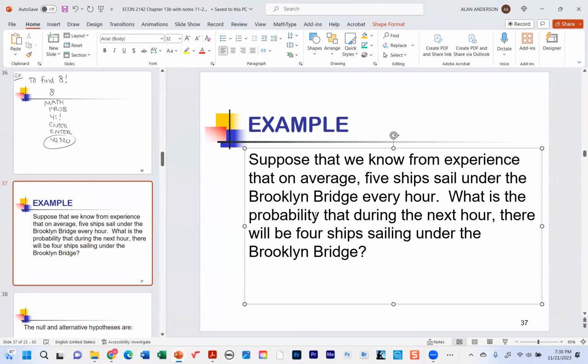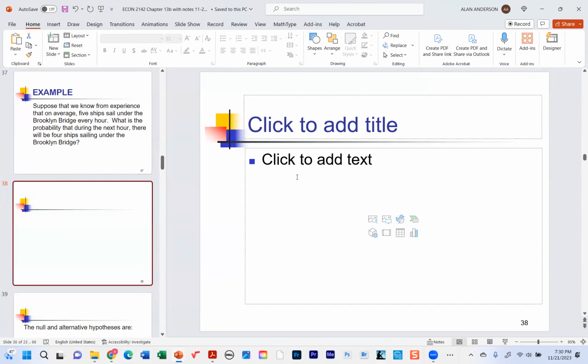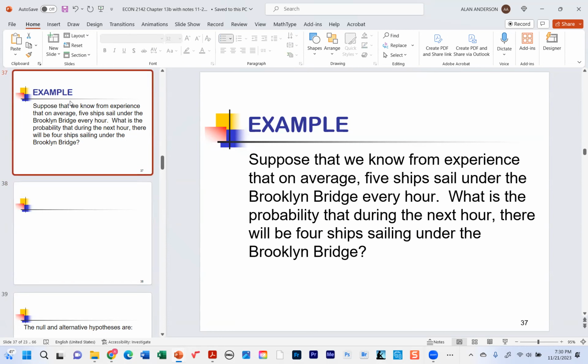Okay, so we know that this is a Poisson problem because it involves events taking place every hour. Specifically, ships go under the bridge every hour. So this is a Poisson. Oh, actually, hold on. Let me just leave it there for a minute so you can catch up. And then we'll figure out how to do this with our formula.